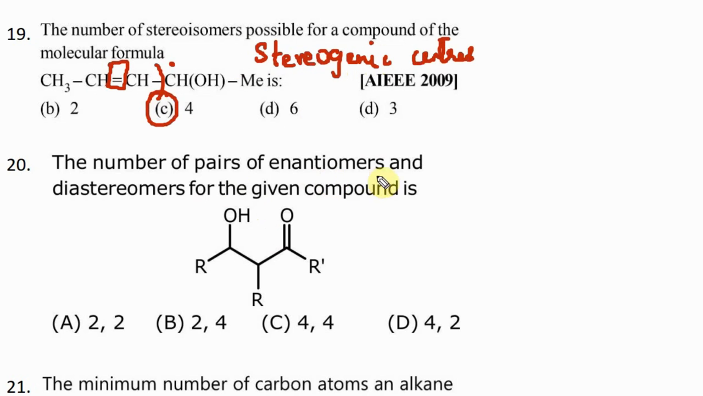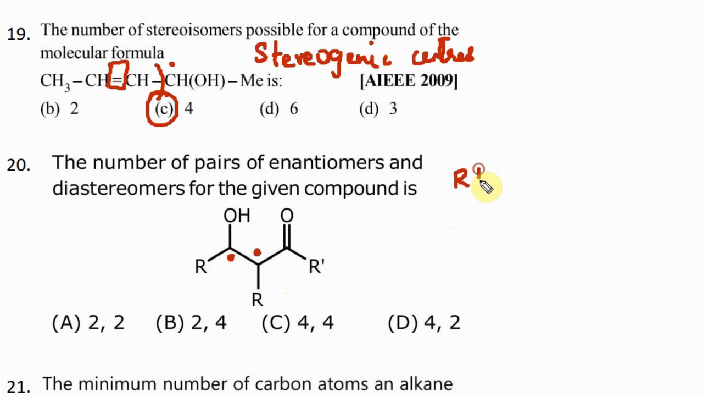The number of pairs of enantiomers and diastereomers for the given compound is? Okay, let's see the first chiral carbon. Either some R group, but it's an alkyl group, so assuming that no carbon inside it is chiral, but this is chiral, and similarly this is chiral. That's all we have. So now the possibilities: number of pairs of enantiomers and diastereomers.